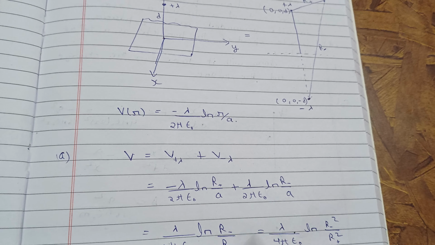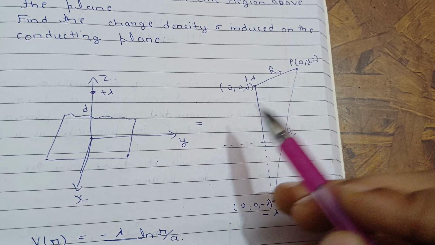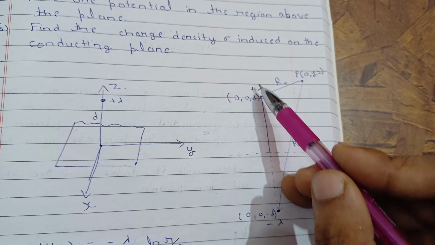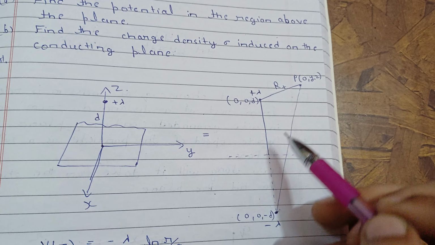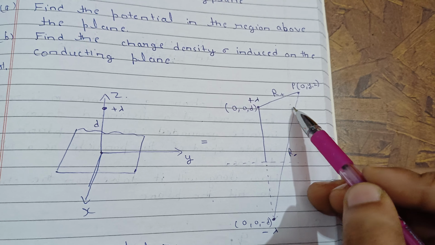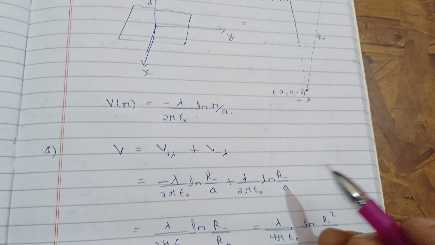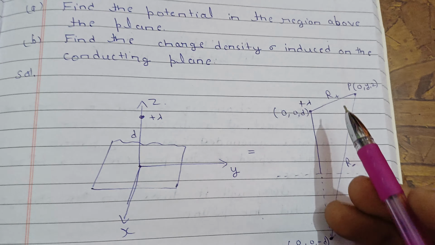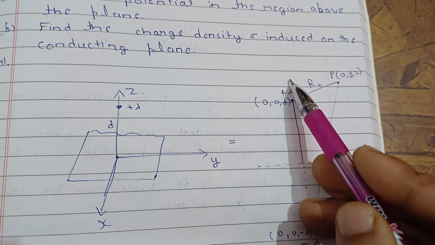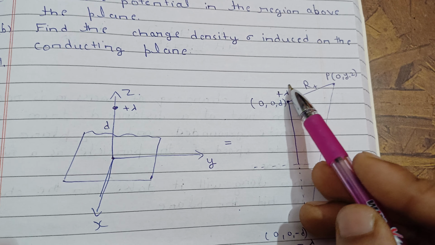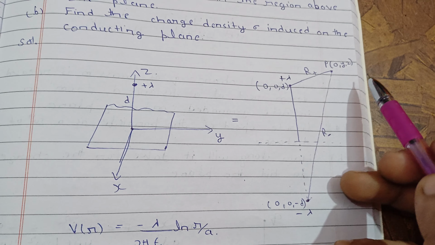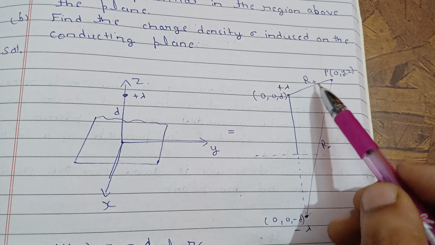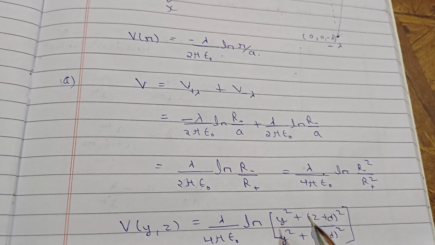Now how do we find this r plus and r minus? Take a right triangle. This complete distance is z, so z minus d will be this distance. So r plus square will be equal to z minus d whole square plus y square, and r minus square will be equal to z plus d whole square plus y square. So you will just substitute the values for r minus and r plus.